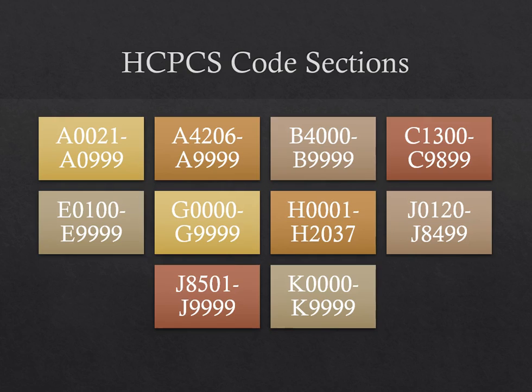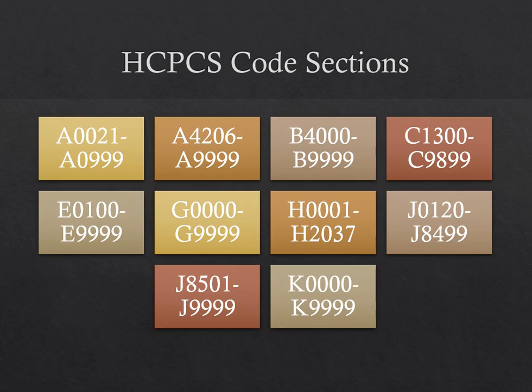Then we have codes C1300 through C9899. These are our outpatient prospective payment system codes, and they include codes for biologicals, devices, and drugs that are eligible for transitional pass-through payments for hospitals, as well as items that are included in the new technology ambulatory patient classification, APC, under the outpatient prospective payment system.